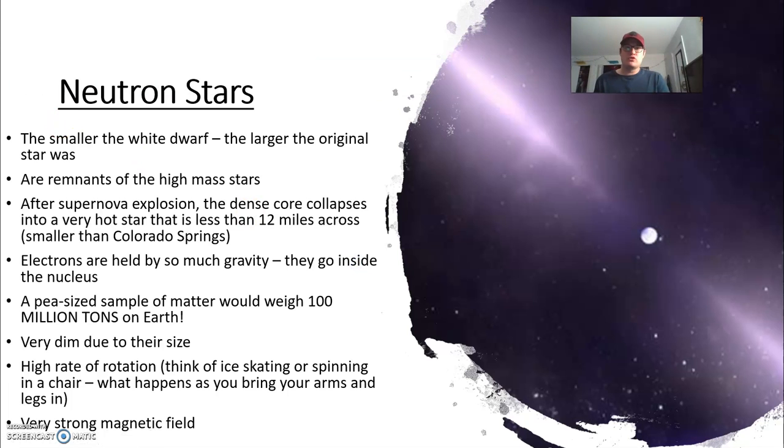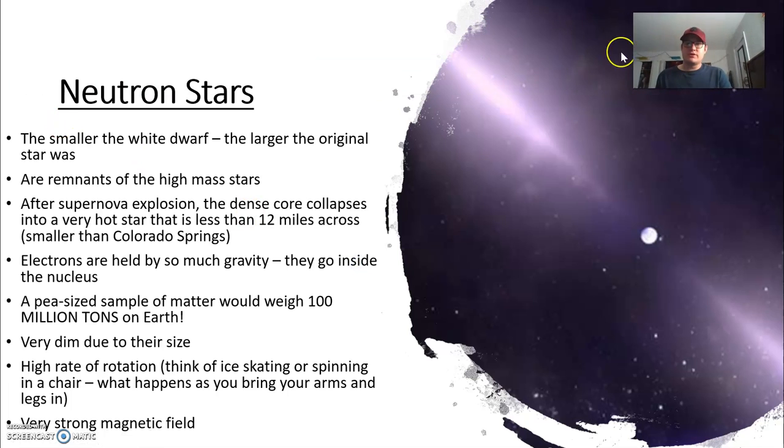And then we have our neutron stars. Our neutron stars are smaller than the white dwarf, and they are going to be larger than the original star was. They are remnants of the high mass stars. After the supernova explosion, the dense core collapses into a very hot star that is less than 12 miles across. The size of it across will be less than Colorado Springs, which is where we live.